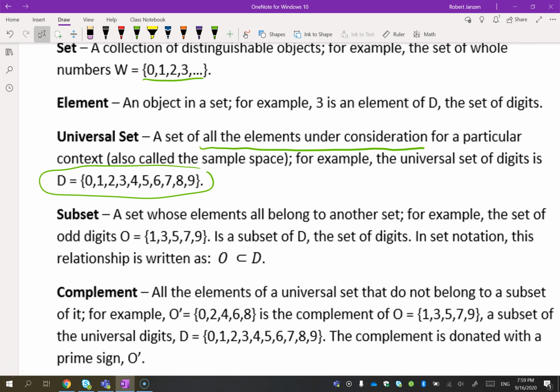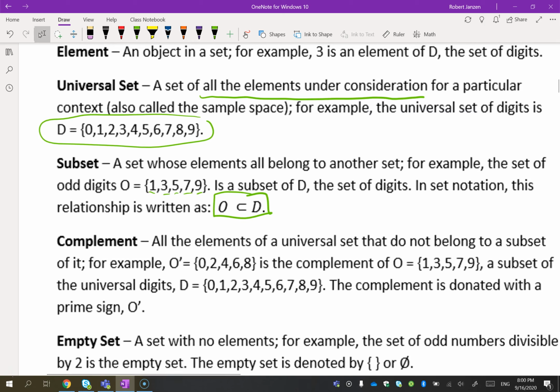A subset is a set whose elements all belong to another set. For example, the set of odd digits. The set of odd digits is a subset of D. If you notice, 1, 3, 5, 7, 9, they are all in that set, so that makes them a subset. In set notation, we use this right here: odd digits is a subset of all the digits.